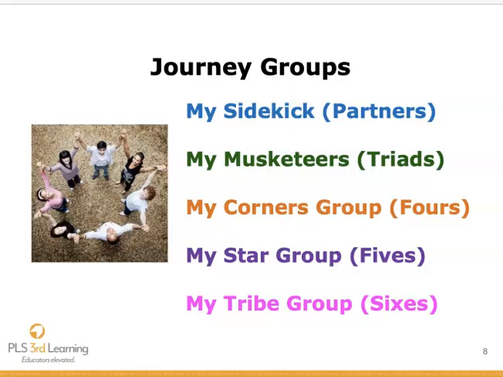We will model changing grouping structures throughout this course, and you will have an opportunity to work with a variety of different individuals. Next, we will model a grouping strategy called journey groups. Our journey groups will give us a variety of grouping structures to draw from as we journey through this course. So you will have a sidekick, your three musketeers, your corners group, your star group, and your tribe group.